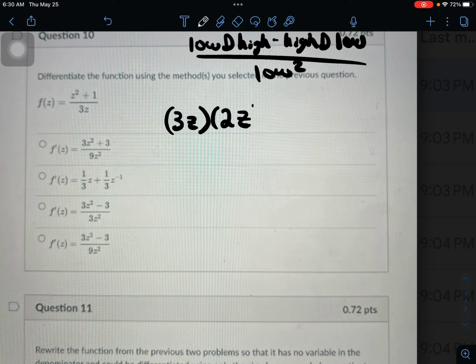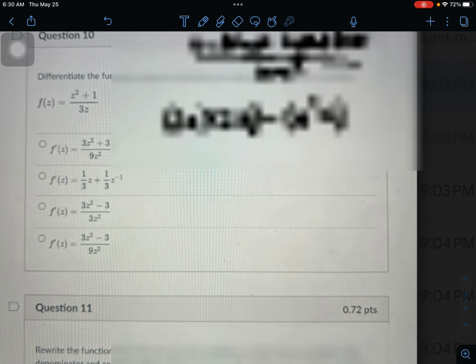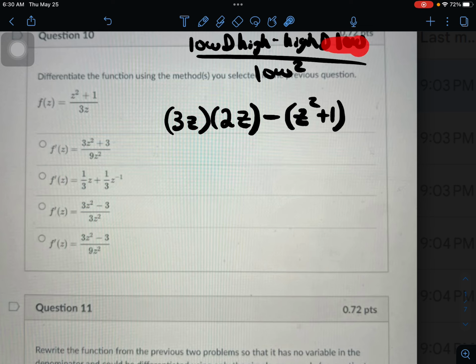That's your d high, derivative of the top. And then we got your minus right there. So drop that down. Then we have our high, which is your top. So I'm going to write down my top, z squared plus 1, times d low, which is your derivative of the bottom.